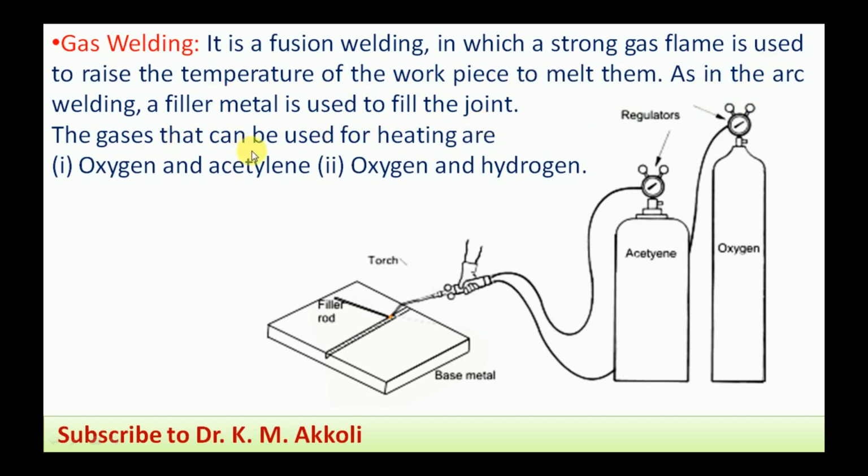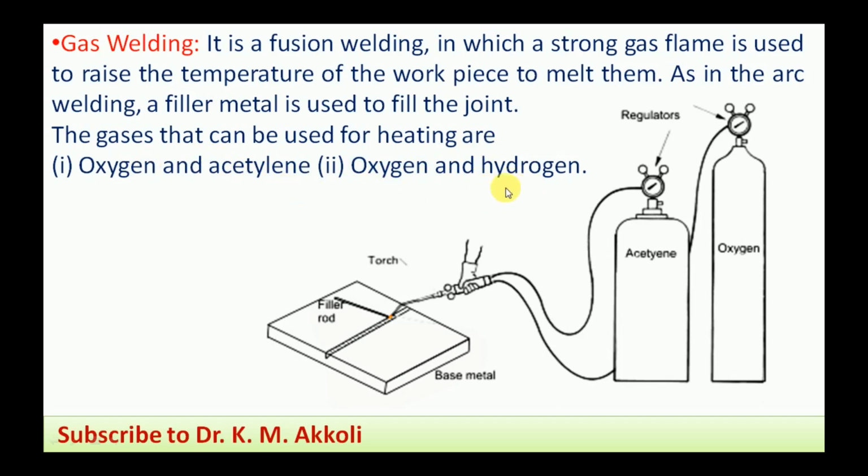And there are two types of gas welding, based on what type of gas we use for the combustion. The first one is oxygen and acetylene welding, called oxy-acetylene welding, and acetylene is the combustible gas used in this one. The second one is oxygen and hydrogen welding, called oxy-hydrogen welding, and hydrogen is used as the fuel for the combustion.